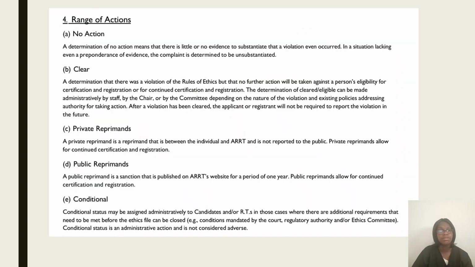And then we're pretty much going over the range of actions that can be taken, starting with no action, which is a determination that there is little or no evidence that the violation even occurred. So that's why it's important to follow up on your appeals, and if something was alleged or reported against you, that you know what to do, because maybe no action will be taken, or if something was done, maybe your license is just going to be suspended for a month or 3 months, versus if you do not follow up on this, it could be taken away altogether.